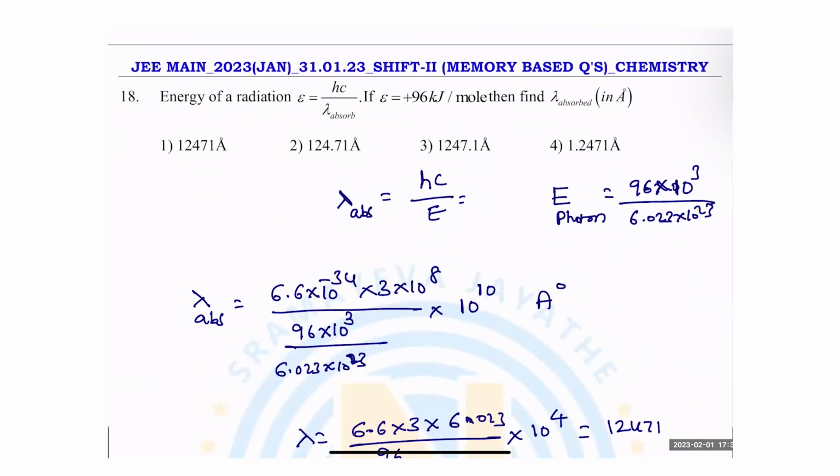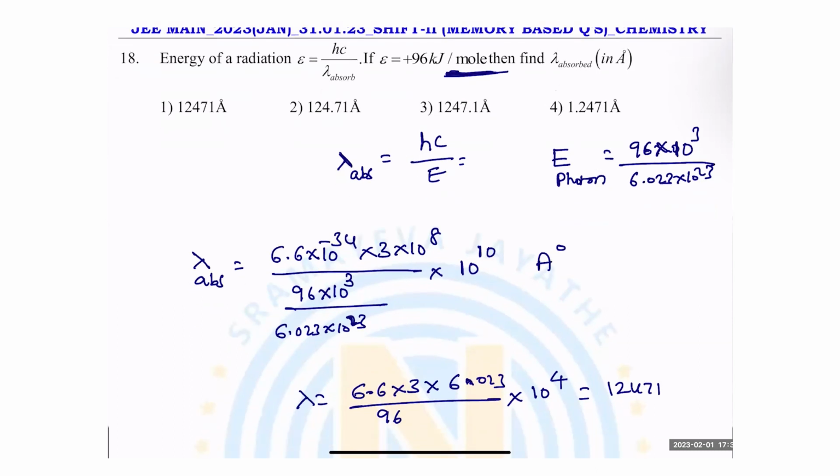Energy of radiation, 96 kilojoule per mole. And he's asking for the wavelength. Again, this question is based on Planck's theory. E is equal to hc by lambda, so lambda is equal to hc by E. Be careful. You are finding the absorbed wavelength of 1 photon, but this is per mole. So the energy of 1 photon: this is for 1 mole of photons, 96 into 10 power 3 joule, sorry. For 1 photon, that should be divided by 6.023 into 10 power 23, because it is given per mole. And the wavelength of absorbed light, absorbed photon.